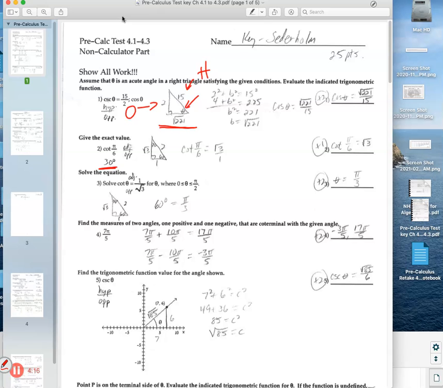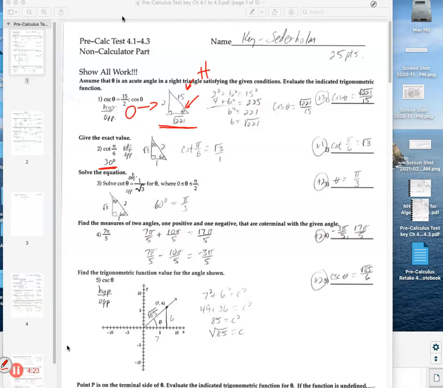And then cotangent, tangent is opposite over adjacent, so you have to flip it, and that's going to be adjacent over opposite. For our 30-degree angle, the adjacent is the square root of 3, and the opposite is the 1.